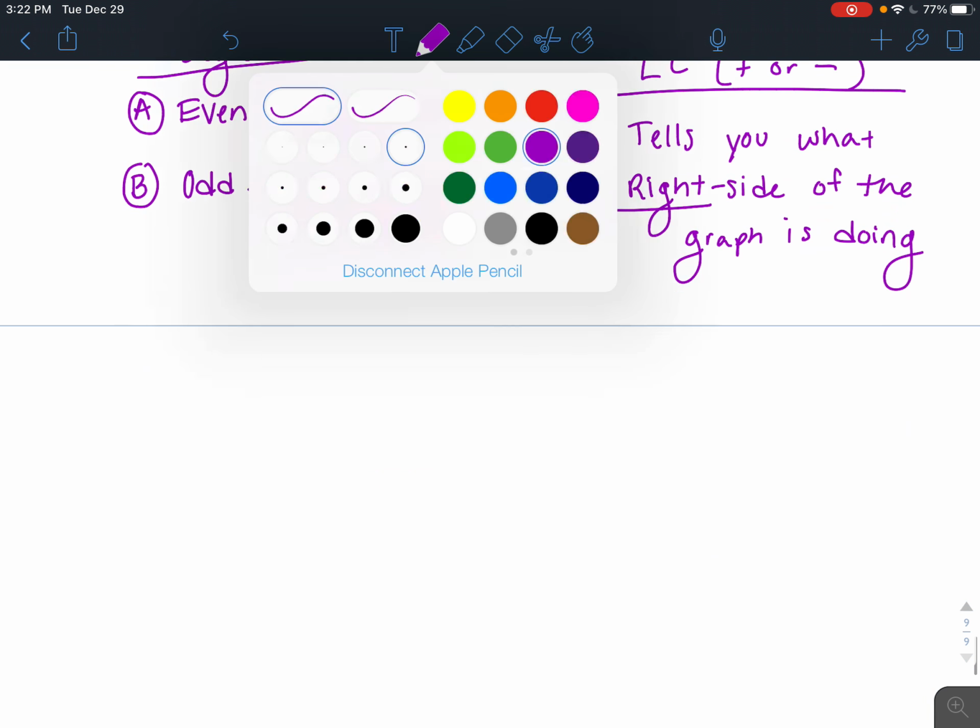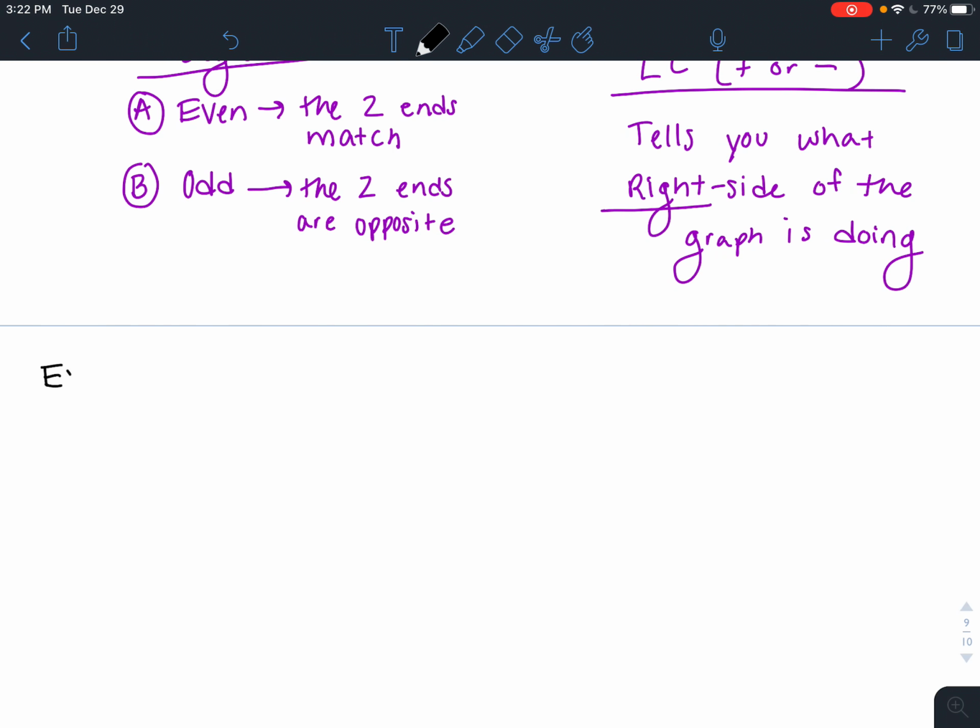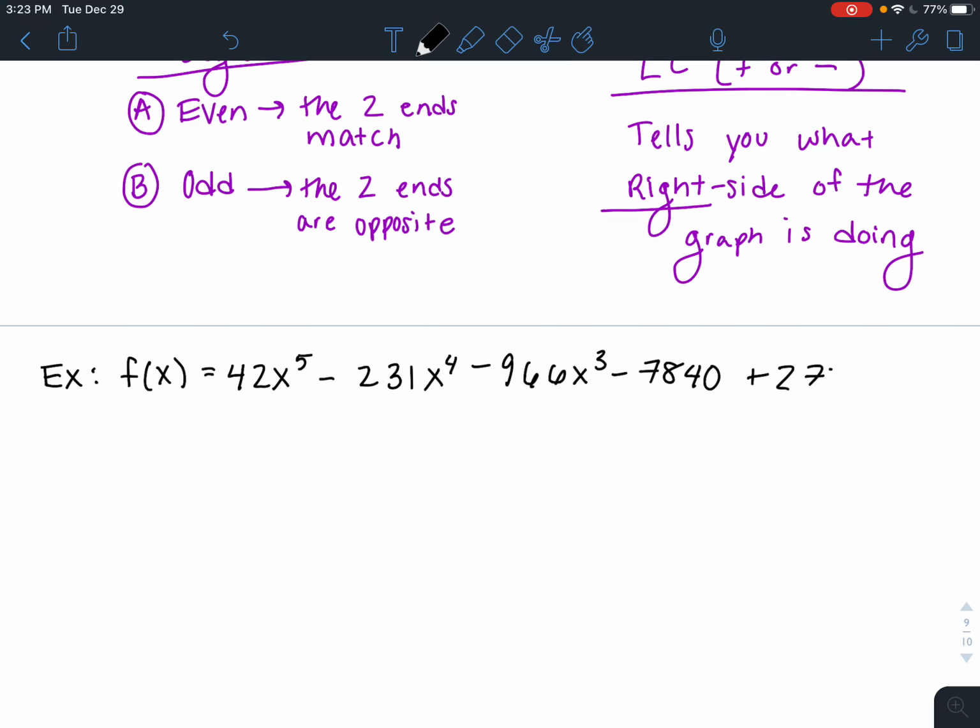So I'm going to do an example. We're going to find the end behavior of this function. And bear with me because it's a super, super long one, but I think that's even better because it gives us a lot of talking points. So for this equation, our function is 42x^5 minus 231x^4 minus 966x^3 minus 7,840 plus 2,772x^2, not done yet, plus 3,192x plus 7x^6.